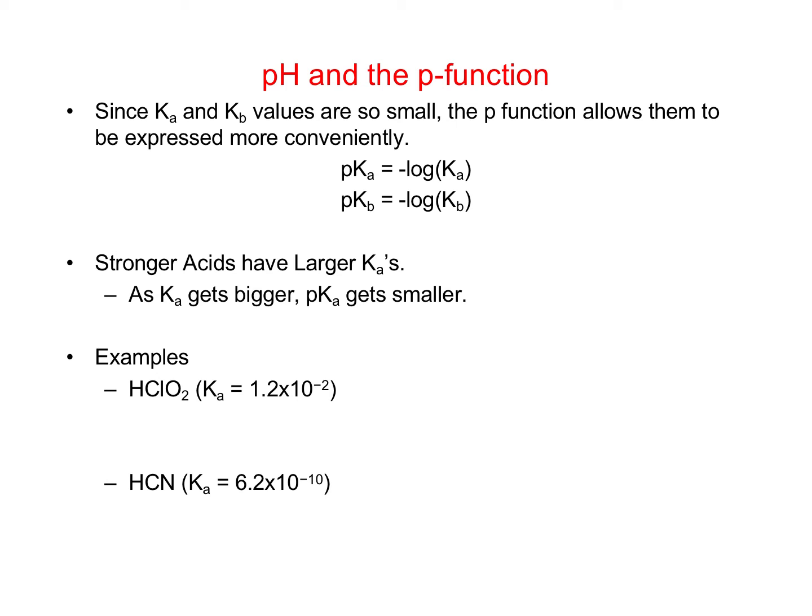Now, as we've been talking about, larger Ka's indicate stronger acids, but as Ka gets bigger, pKa actually gets smaller. So let's look at these two examples. I have chlorous acid and hydrocyanic acid, and because the Ka of chlorous acid is bigger than the Ka of hydrocyanic acid, we know that this is the stronger acid. Right? And let's compare their pKa's.